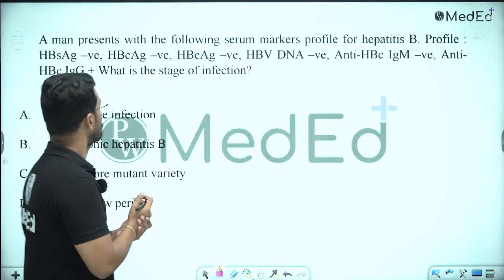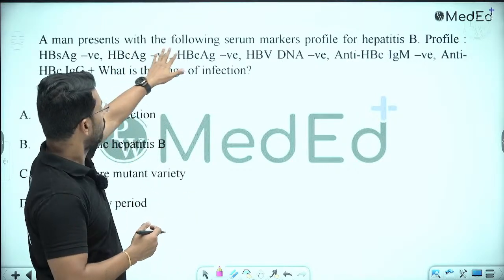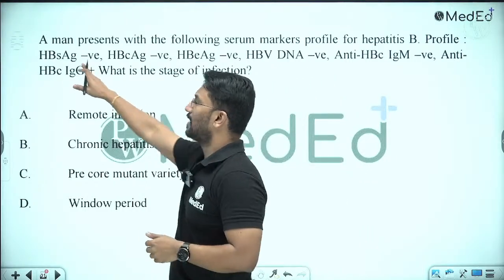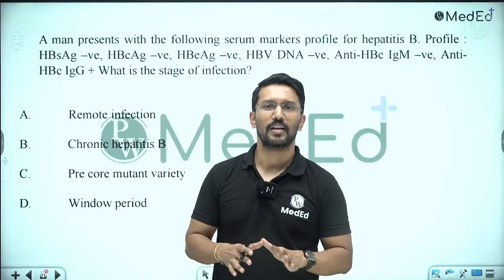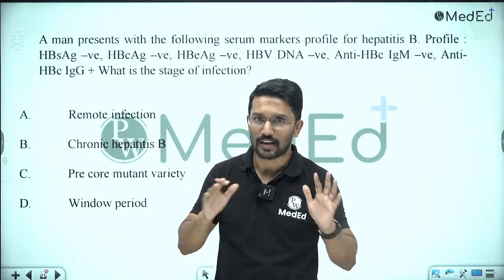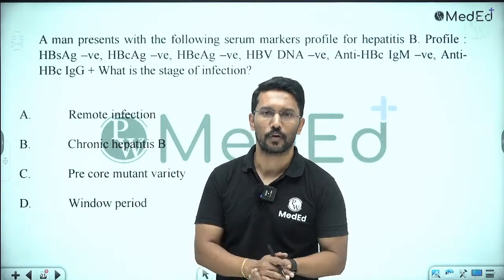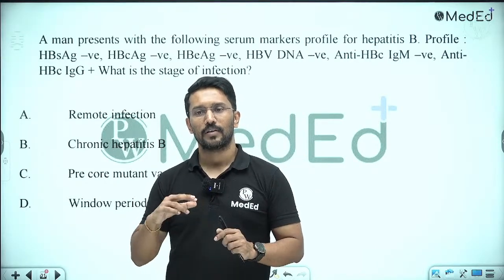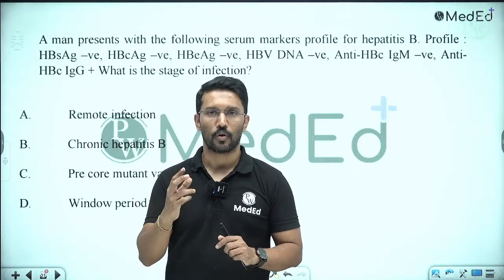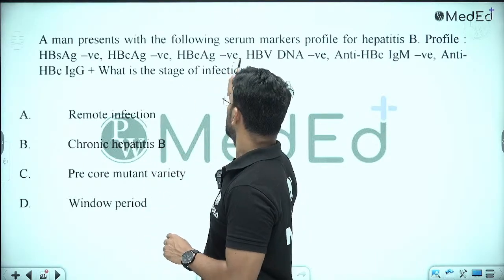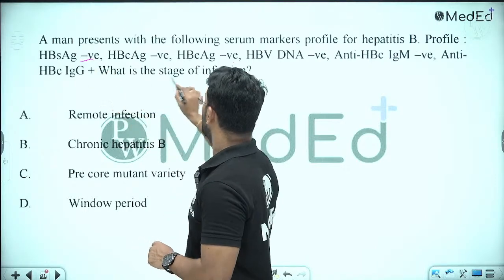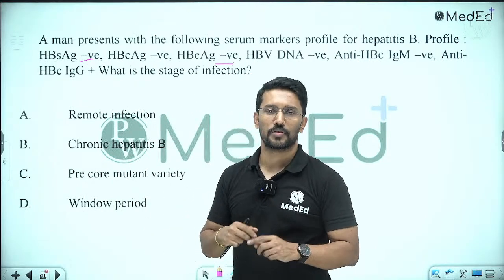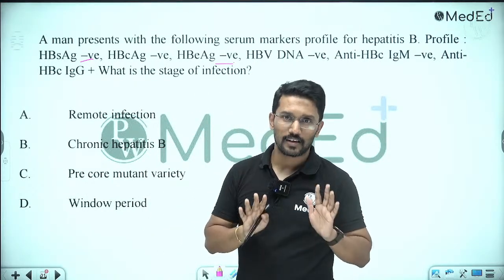Okay, now coming to the next question. A man presents with the following serum markers profile for hepatitis B. The profile is HBsAg negative. So when you say HBsAg negative, it clearly means that the patient is not having any current infection. He is not infected as of now, because HBsAg is a marker of current infection. Whether that infection is in an active replicative phase or not, that will be told by HBeAg. So HBsAg is negative and HBeAg is negative. So it means that the patient doesn't have current infection.